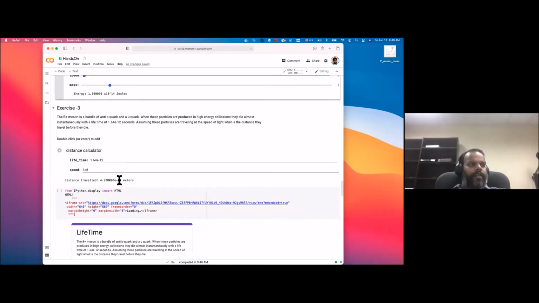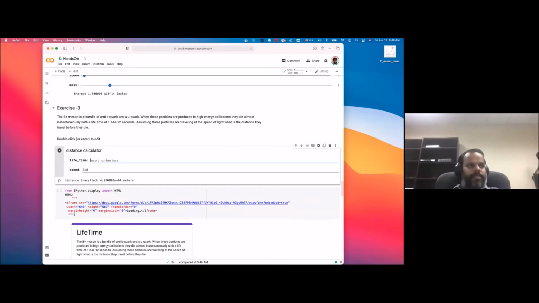So I have a distance calculator here. I had the answer there, so I hope you didn't see it. So if I have a lifetime of 1 second, then the distance traveled would be the product of these two, the lifetime times the speed. Speed of light is 3 × 10⁸ meters per second. So if that's the case, then the distance traveled will be 3 × 10⁸.